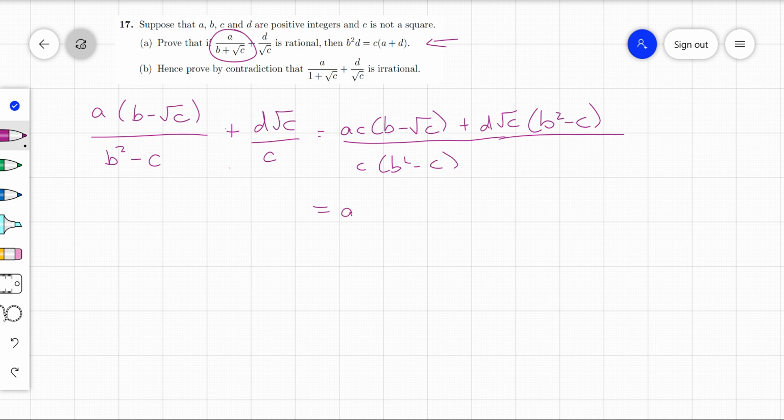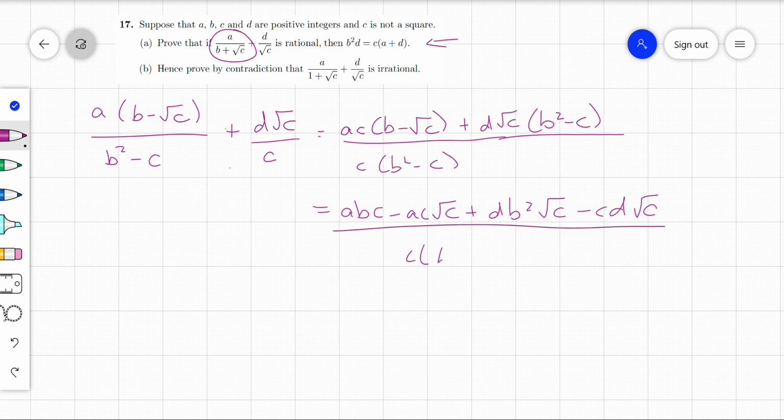So the first term is abc, or acb. We're going to get minus ac root c. We're going to get db squared root c and minus cd root c. And then all over our c times b squared minus c.